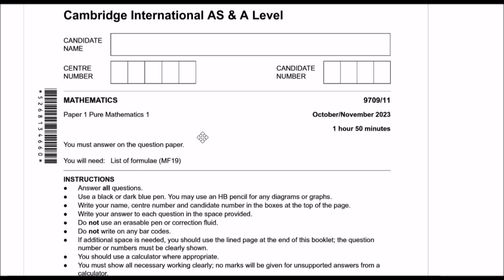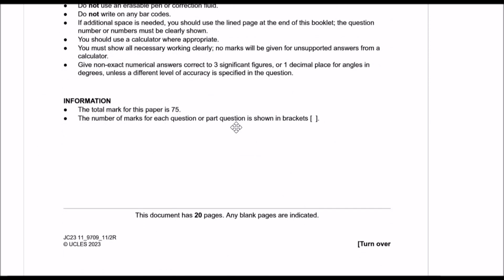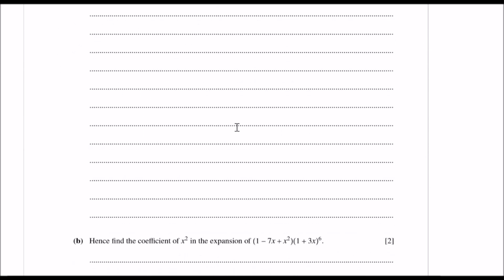So now I am going to solve today AS level pure mathematics 1 paper 97011 October November 2023. Okay. Now let's go to the first question. Here is the first question.